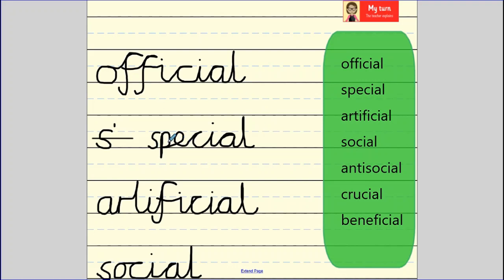So special, yeah, dotted my I. I've got my L nice and tall. Artificial, I've forgotten to cross my T there, look. Right, let's do that now. Very important that you go back and check that you've crossed your T's, dotted your I's. Yeah, I think I'm happy with those.